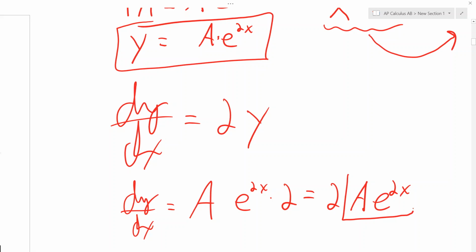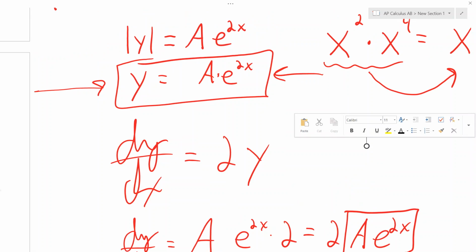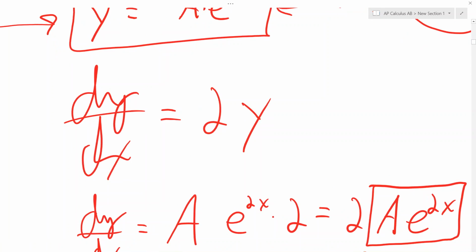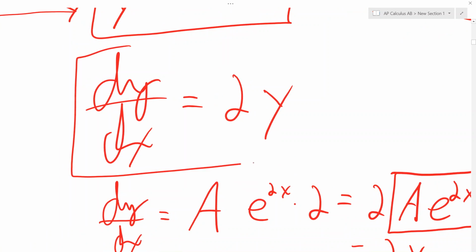But what was this thing here? Oh my gosh, it was y. So the derivative is 2 times y. It works. Oh my gosh, it's like magic. And if you think about it, which you probably weren't in the very beginning here, this right here says we're looking for something we derive that turns into 2 of itself. We want to derive y, end up with 2y.